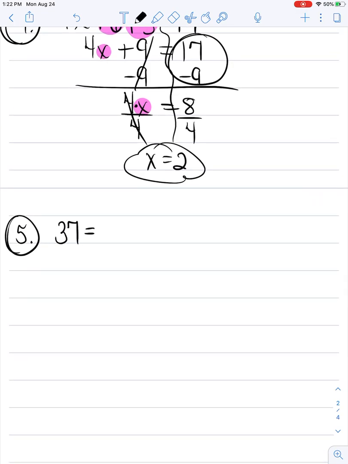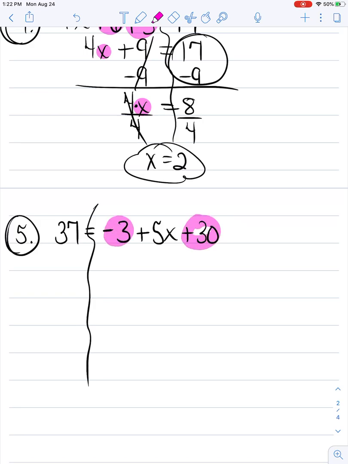So take a look at our final example. We have 37 equals negative 3 plus 5x plus 30. Split my equation at the equal sign. Now this looks flipped, it looks different, but it works the same way. So first, do I have like terms? Yes, I do. On the right-hand side, I have negative 3 and 30 that are alike because they're both plain old numbers. So I've got 37 equals negative 3 plus 30, different signs, so I subtract and keep the sign of the larger, which is 27, plus 5x.